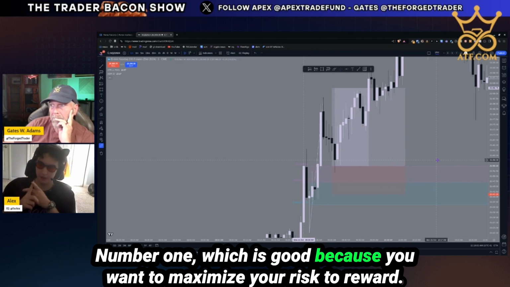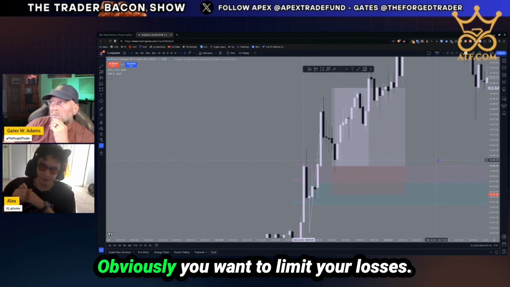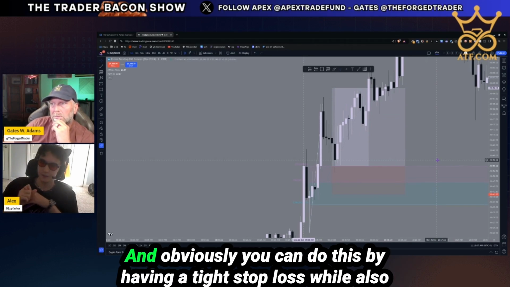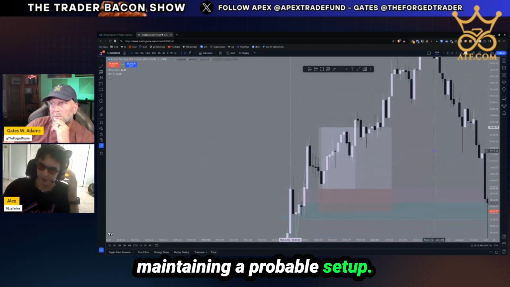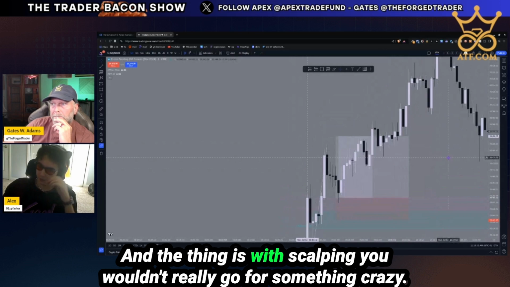Which is good because you want to maximize your risk to reward. Obviously, you want to limit your losses. And obviously, you can do this by having a tight stop loss while also maintaining a probable setup, right? And the thing is with scalping, you wouldn't really go for something crazy.